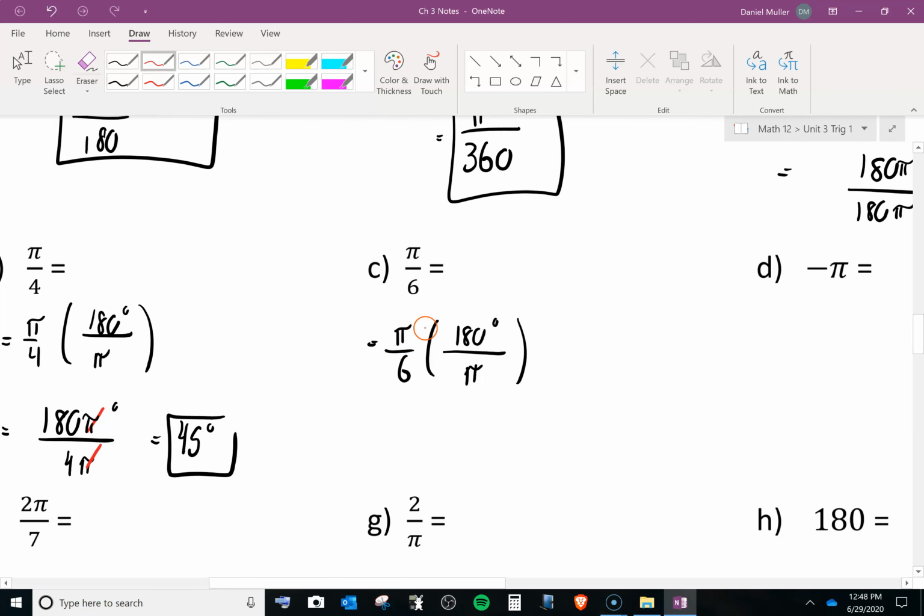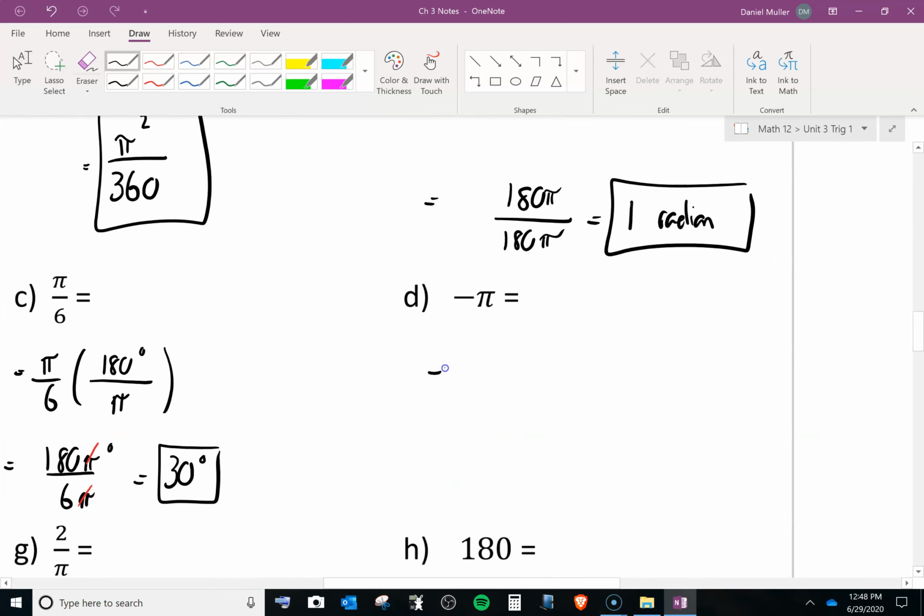By the way, you can probably start seeing that you can just cancel these out right here. If there's one on top and one on bottom, you're more than welcome to do that. So I've got 180 pi over 6 pi, and then there's a degree symbol. Then again, the pi's cancel, and 180 over 6 is 30, and there's the degrees. So pi over 6 is the same thing as 30 degrees.